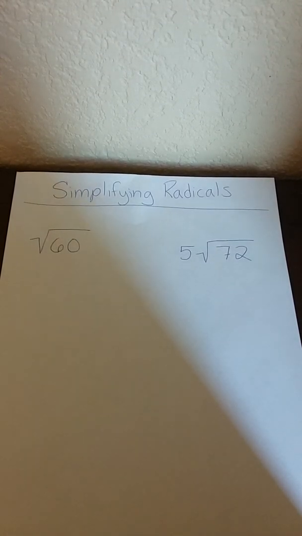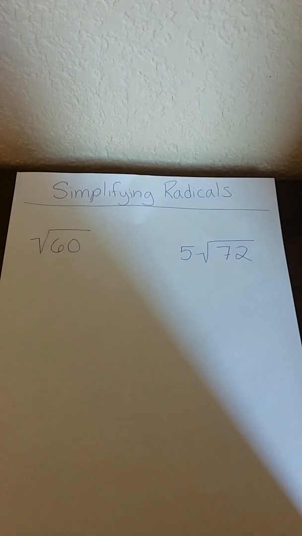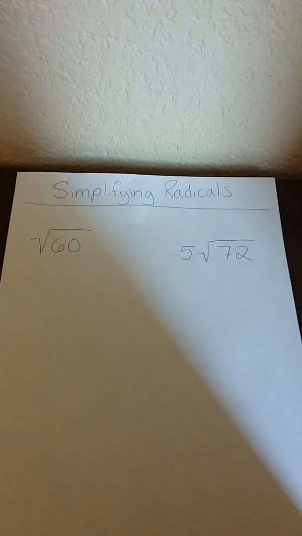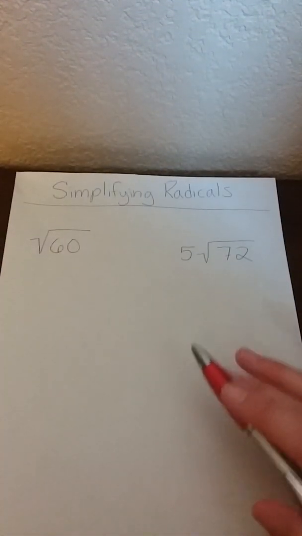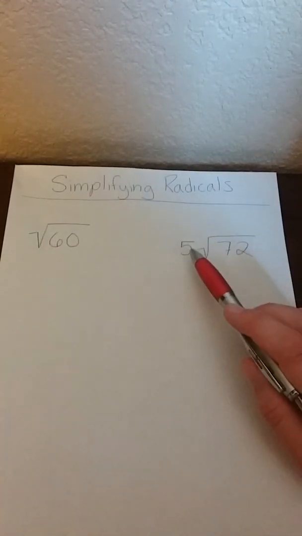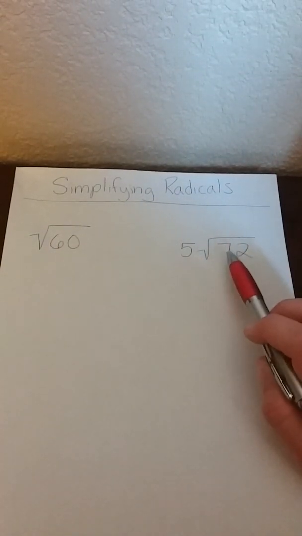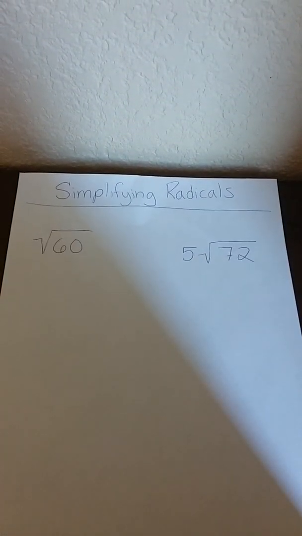Radical is another name for something that contains a root. A square root, a cube root, a fourth root, any kind of root can be called a radical. So a term that has a root in it, the whole thing is called a radical. When we look at this, we have two radicals here. This is the square root of 60, and this is 5 times the square root of 72. We're going to simplify both of those and two other examples.